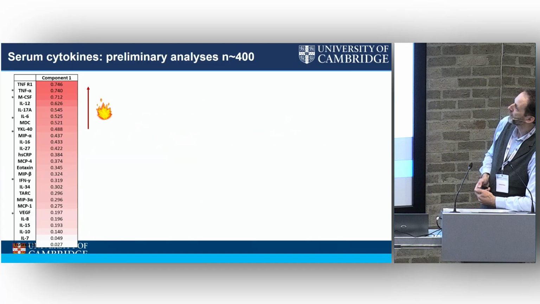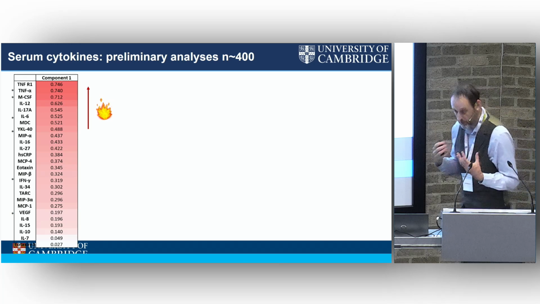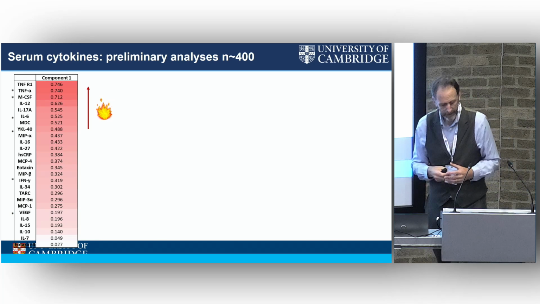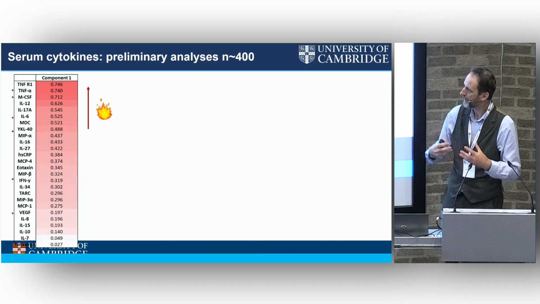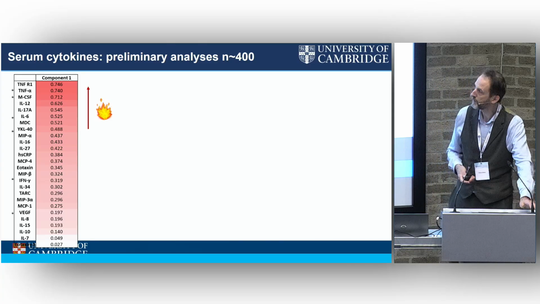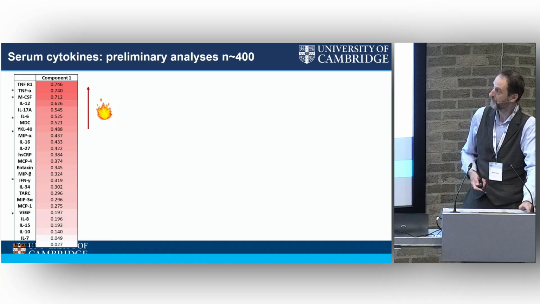We're very interested in what we can pick up in the blood. So we look in patients. This is preliminary data from our first 400 patients looking at cytokines. You measure about 40 cytokines, but there's a sort of collective signal which we identify with principal components analysis because they change as a family.